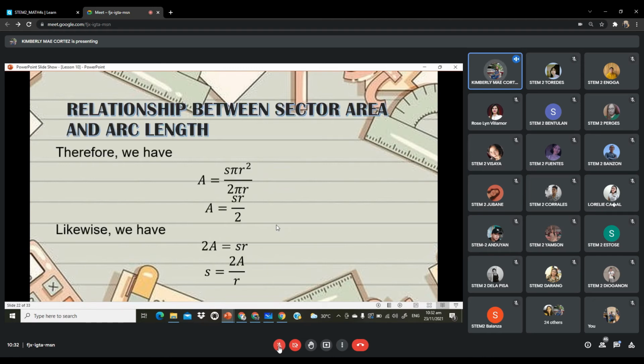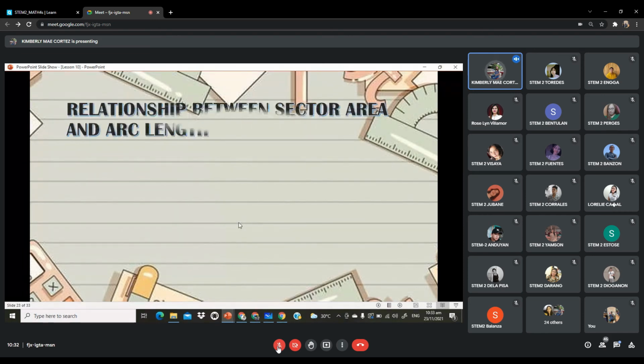Therefore, area equals S times pi r squared over 2 pi r, and area equals S r over 2 since pi r cancels out. What remains is one r, the radius, and 2. Likewise, 2A equals S r, so S equals 2A over r. Here A is the area of a sector and r is the radius. Same as here, the area is the length of an arc times radius over 2.